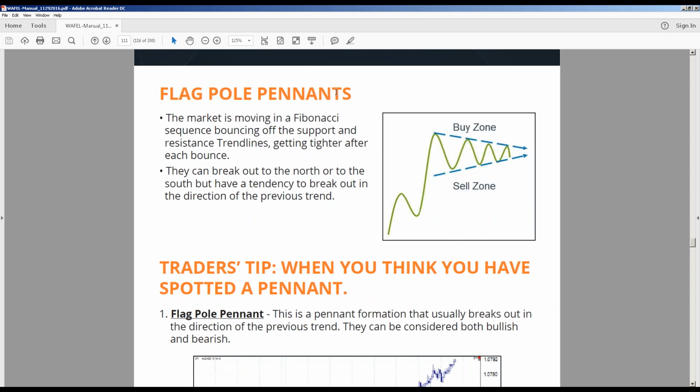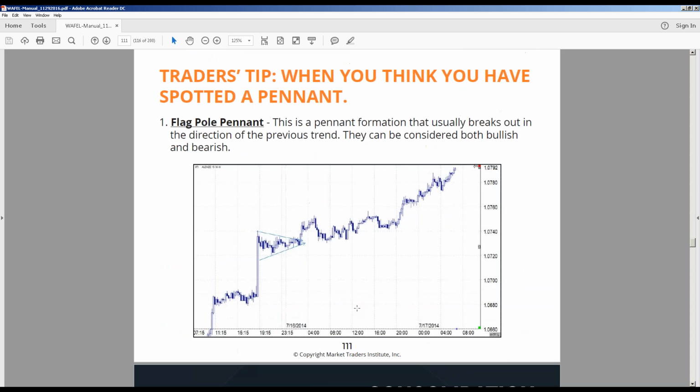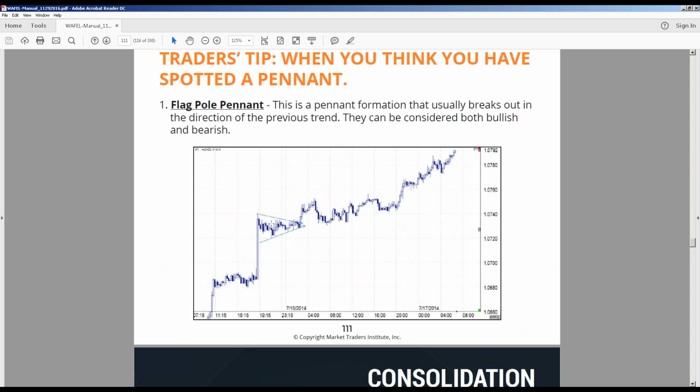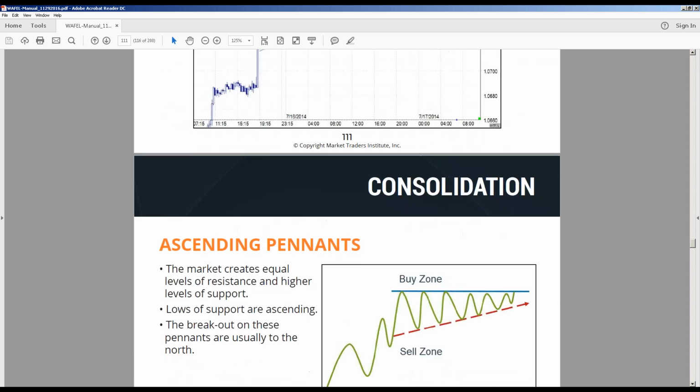So here's a flagpole pennant. The market is moving in Fibonacci sequence, bouncing off support and resistance trend lines, getting tighter after each bounce. They can break out to the north or to the south, but have a tendency to break out in the direction of the previous trend. So there's a flagpole pennant. This is a pennant formation that usually breaks out in the direction of the previous trend, and they can be considered both bullish and bearish.